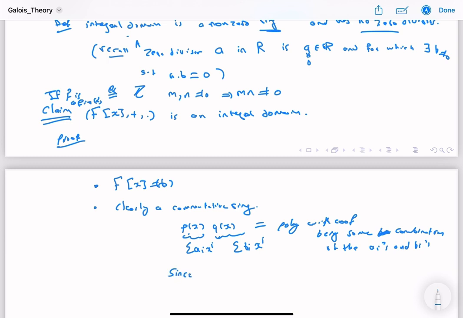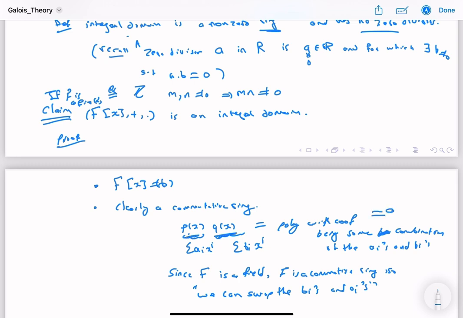Since F is a field, F is a commutative ring, so we know a field is actually a commutative ring, and so between a_i and b_i, we can swap the b_i's and a_i's as we wish to get that this is the same as q of x times p of x.